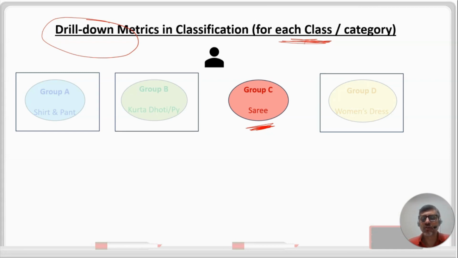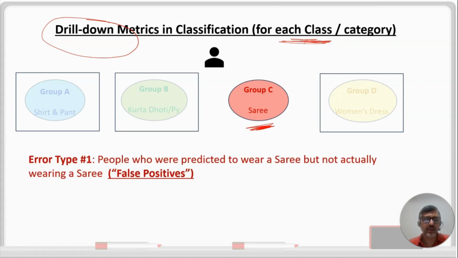The classifier would again classify some inputs correctly to group C, and some inputs it would make a mistake on, or make an error on. So what are the kind of errors the classifier would make as it pertains to group C? 2 types of errors. Error of type 1: people who were predicted to wear a sari by our classifier, but they were not actually wearing a sari. So people whom we predicted would be wearing a sari, but in reality they were not wearing a sari. These are also known as false positives.